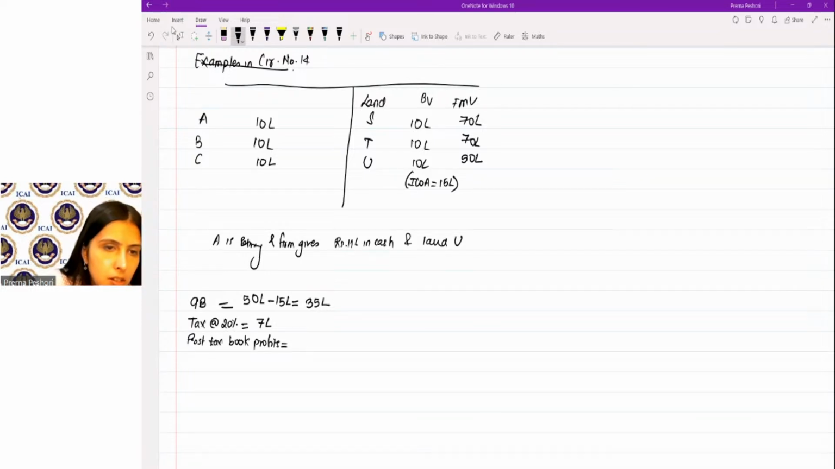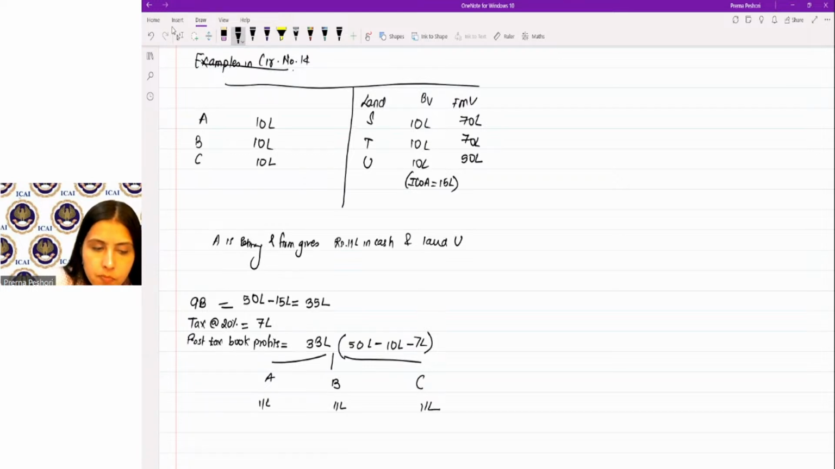Yes, Gopika, correct. 33 lakh. How do we get 33 lakh? 50 lakh minus 10 lakh, which is 40 lakh, minus 7 lakh tax, 33 lakh. Now this we are going to divide among the 3 partners, credit it to the 3 partners A, B, C, 11 lakh, 11 lakh and 11 lakh, right? What will be my 45.4?